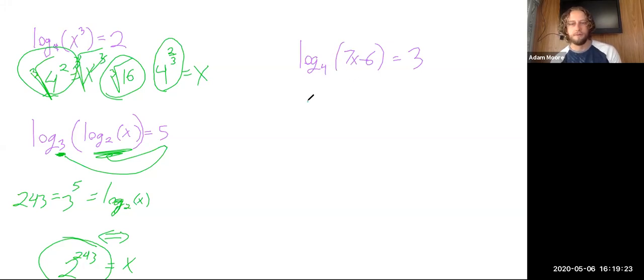And so we would say, I guess 4 is still the base number to the 3 power equals 7x minus 6. And then just a matter of trying to figure it from there. 4 to the 3 we could probably figure out. And then 7x minus 6, we can get to x by itself, you know. Anybody got 4 to the 3?